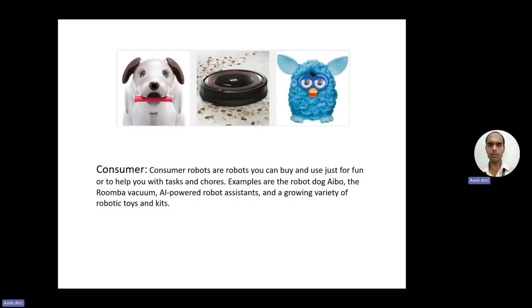Next is the consumer robot. These include toy robots, robotic kits, artificial intelligence powered robot assistants, and robot pets as well. The consumer robots are the robots which you can buy and use for fun or to help you with some tasks and chores. The images show the pet robot and toy robot here.